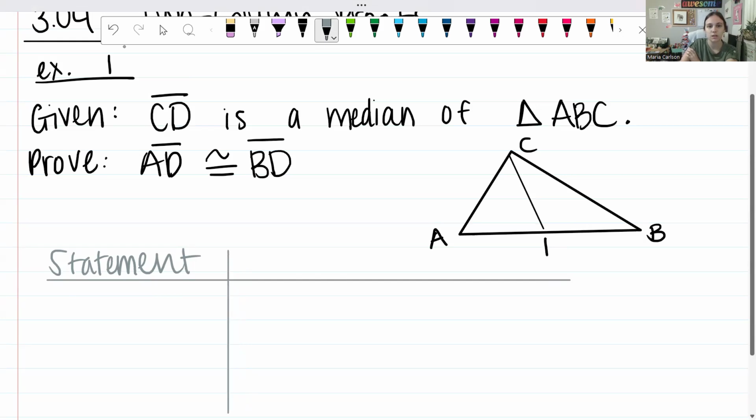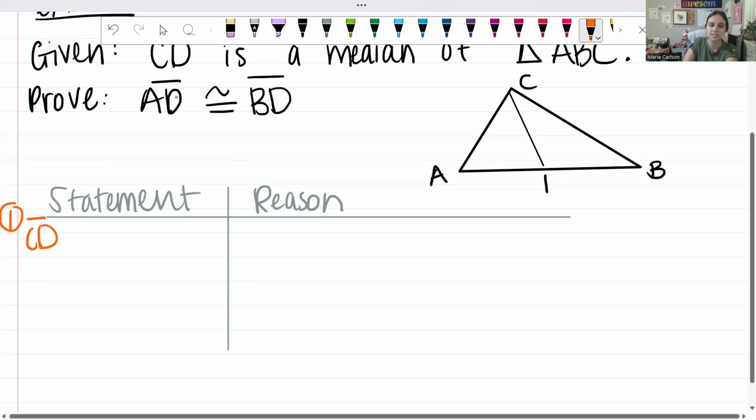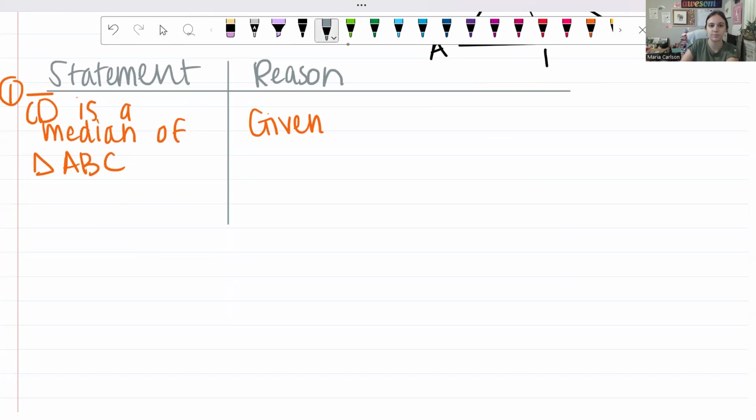There we go. Statement and your reason. All right. So the first thing you should always start with in a proof, no matter what, is what you are given. So our first statement, statement number 1, segment CD is a median of triangle ABC. So segment CD is a median, and that is given. And that is our first step in this proof.